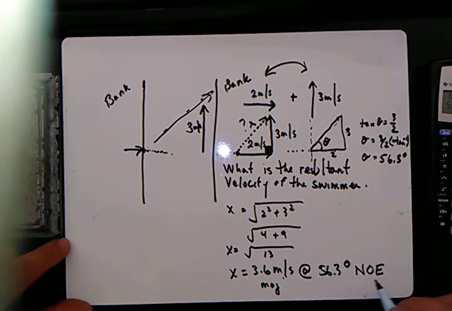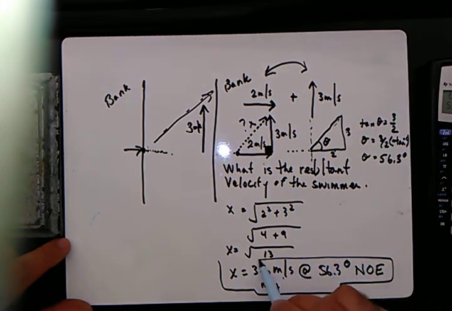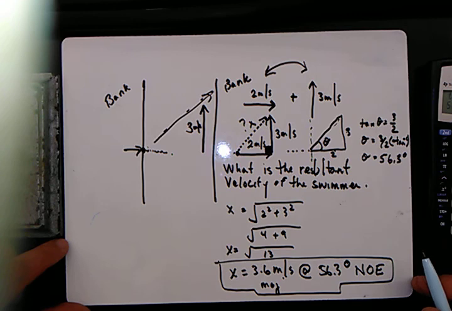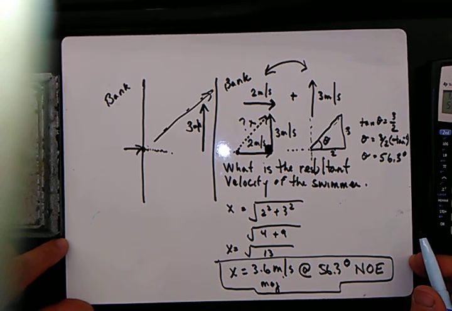So here is our answer. Okay, we got a 3.6 meter per second velocity, and the guy's headed off at an angle of 56.3 degrees north of east. Okay, so that's a simple two-dimensional vector addition problem, and I've got plenty of problems for you guys to work out, so we'll stop there.